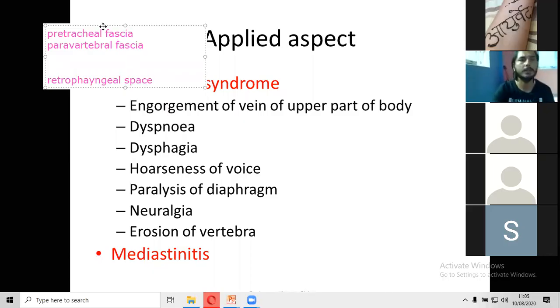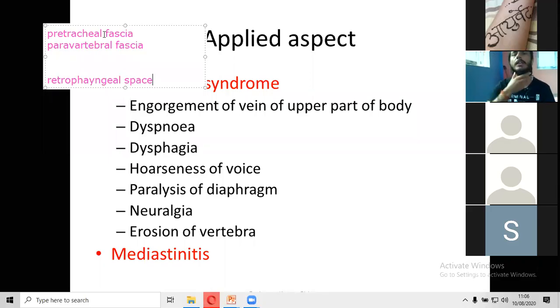So retropharyngeal. Now see, there is a fascia around the trachea, the pretracheal fascia. Just in front of the vertebra, there is a fascia, that is the paravertebral fascia. So in the space between these fascia, the mediastinum communicates with the retropharyngeal space. Just behind the pharynx, there is a space. So that is the neck region. Just remember the neck region. So there is a communication between these two.